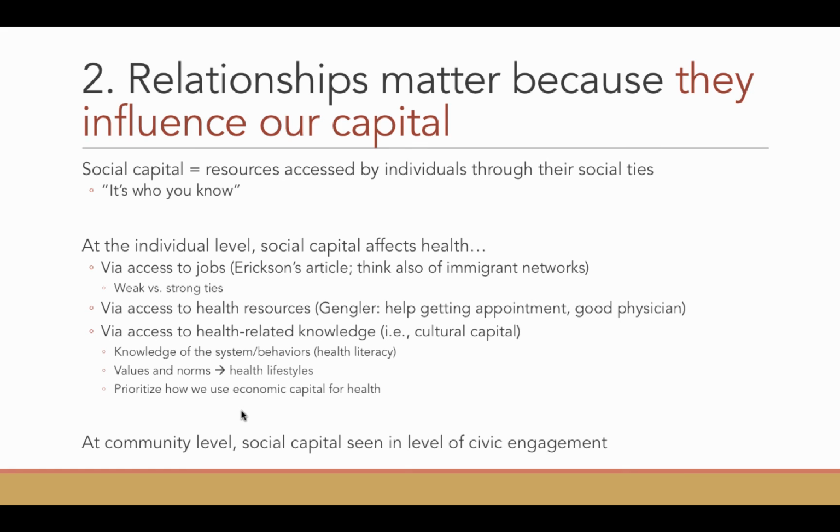At the community level, we think about social capital in terms of the level of civic engagement in the community. And what I mean by that is, to what extent are people in the community actively involved in its operations, right? Are they voting? Are they involved in the government? Are they involved in community organizations? Are they bowling together? Are they in softball leagues together? What kinds of community and civic membership and what level of engagement of the people who live there is there?